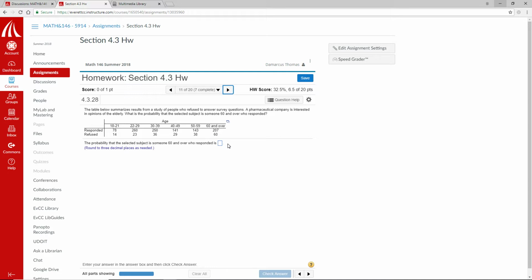Let's move on to 11. It says, the table below summarizes results from a study of people who refused to answer survey questions. A pharmaceutical company is interested in opinions of the elderly. What is the probability that the selected subject is someone 60 and over who responded? Well, I actually know the number of people who responded that are 60 and over. There's 207 of them.